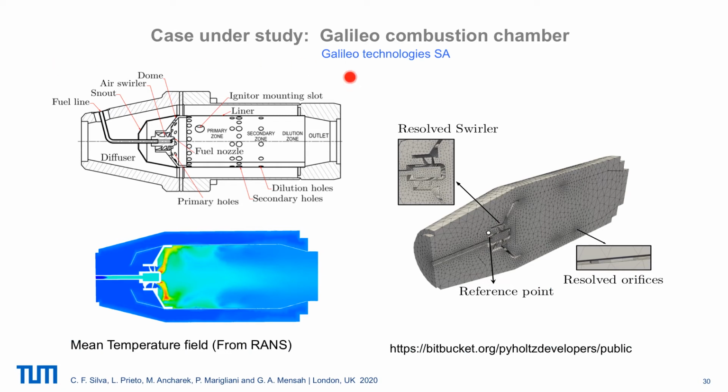We show here a schematic representation of a combustion chamber recently developed by Galileo Technologies in Argentina. This belongs to a nano gas turbine. We use the Helmholtz solver called Pade, also developed in the thesis of Georg Mensa. We account for a three-dimensional geometry and discretize the Helmholtz equation by means of finite elements. The mean flow information is coming from RANS runs.